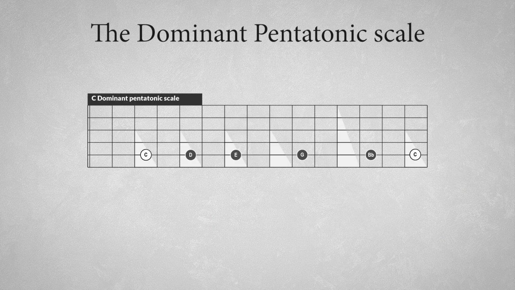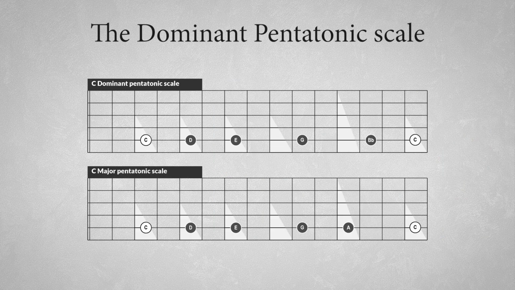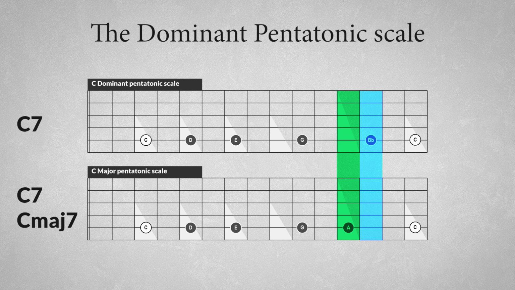In comparison to the major pentatonic scale, we'll notice that this dominant pentatonic scale has a minor 7th instead of a major 6th. And therefore, the major pentatonic scale can be used over dominant 7 chords as well as over major 7 chords. The dominant pentatonic scale, however, can only be used over dominant chords with a minor 7th degree.